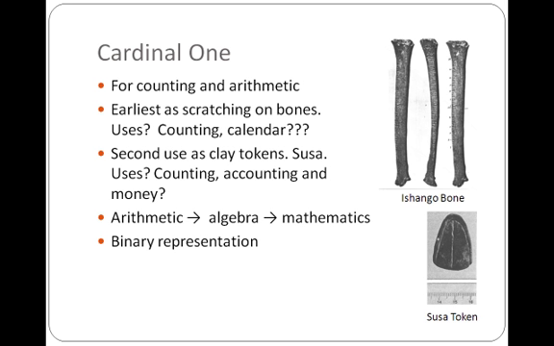These were found at Susa, which is now in Iran. It's almost certain the use was for money, or perhaps counting and accounting. Please note that once you have a token for your 1, then you begin to have arithmetic, whereas with the notches there's no arithmetic there to speak of. So from arithmetic we get to algebra, and then to all of mathematics. Also, the cardinal 1 is used in binary representations.